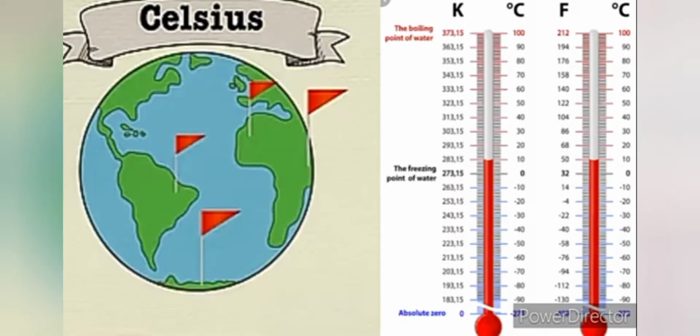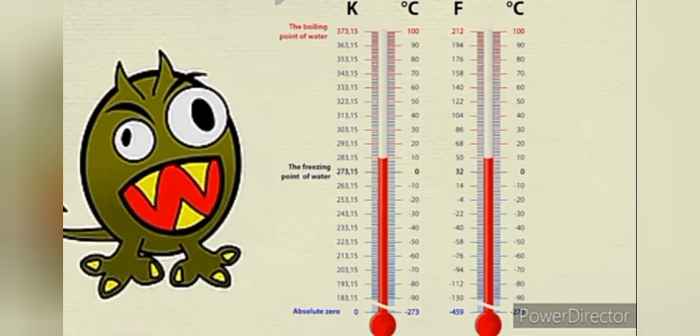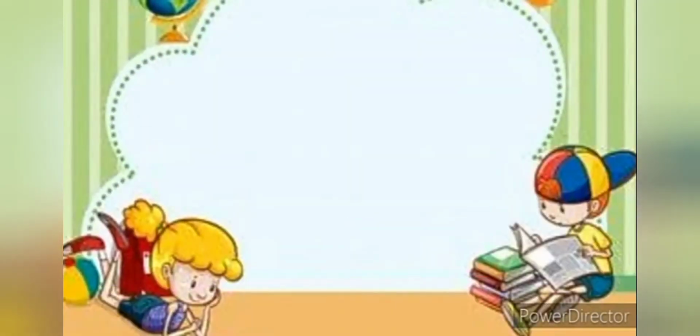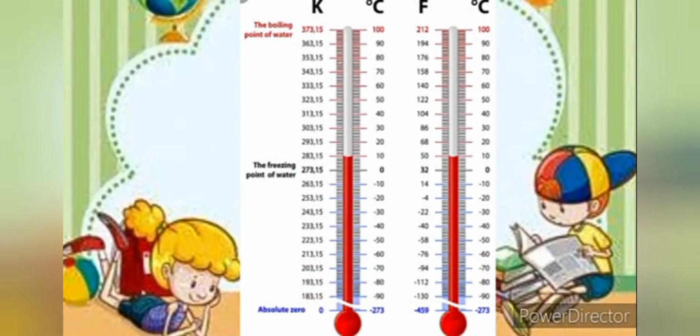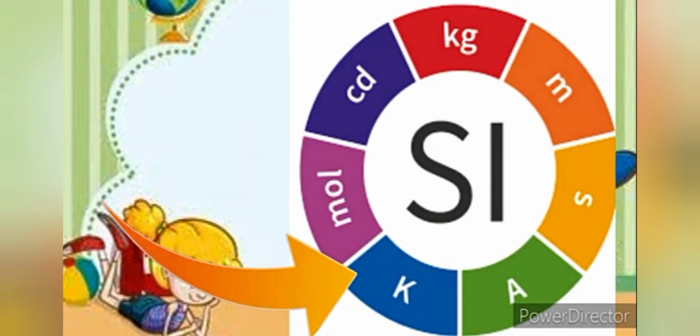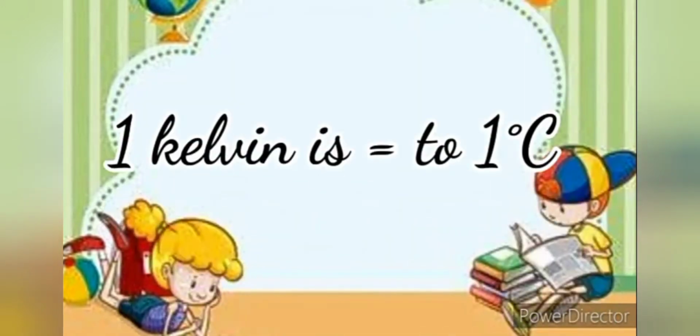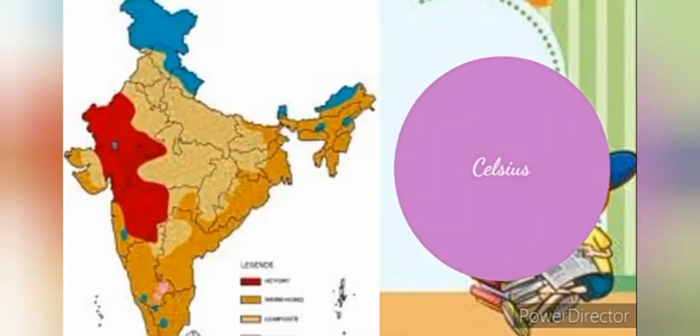For scientific purposes, the absolute or Kelvin scale of temperature is used. The unit of temperature on this scale is Kelvin, which is also the SI unit of temperature. 1 Kelvin is equal to 1 degree centigrade. In India, we normally use Celsius scale of temperature.